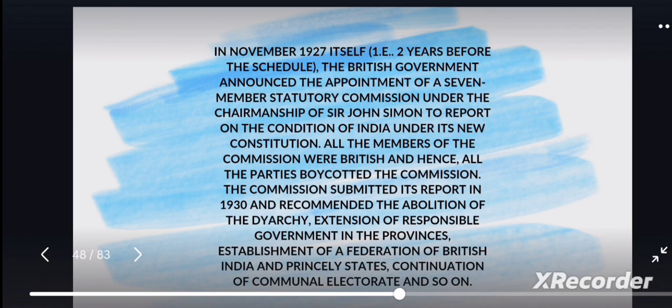The commission submitted its report in 1930 and recommended the abolition of diarchy, extension of responsible government in the provinces, establishment of a federation of British India and the princely states, continuation of the communal electorate, and so on.